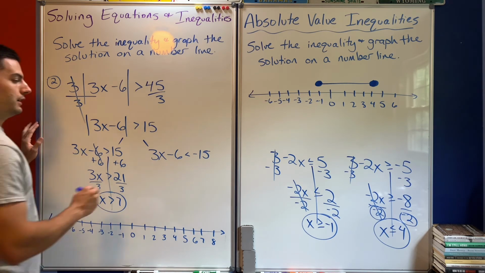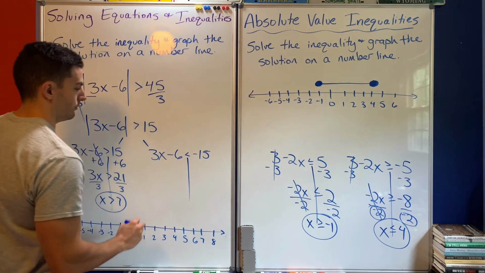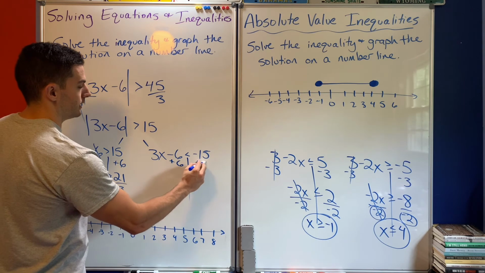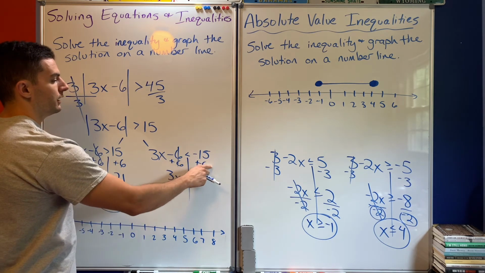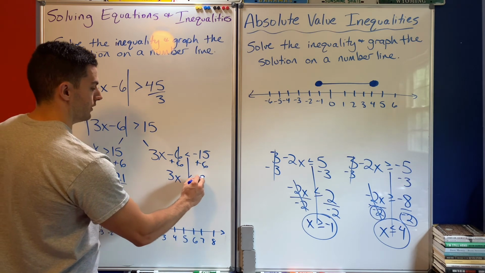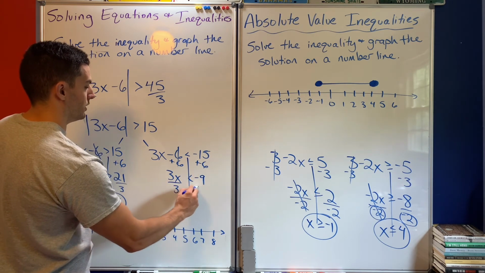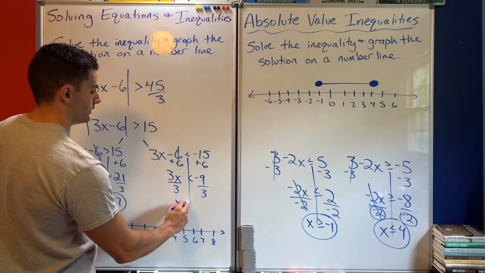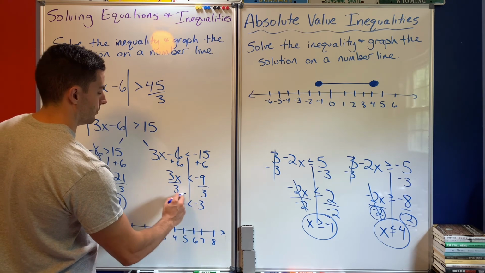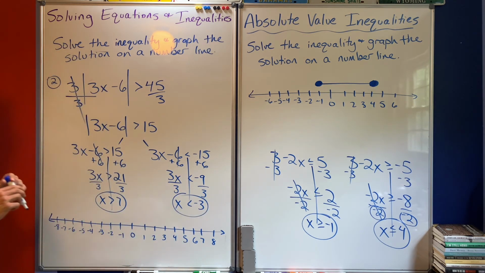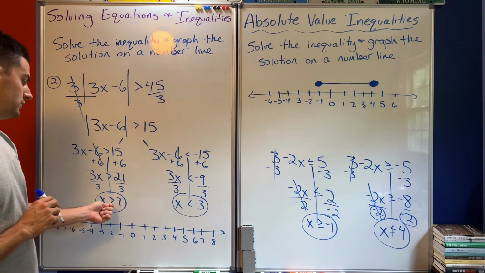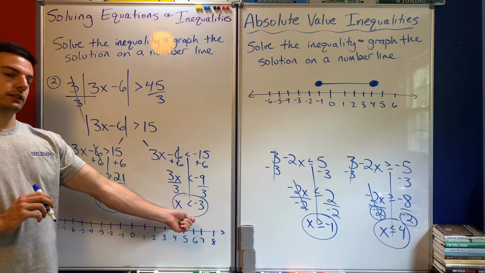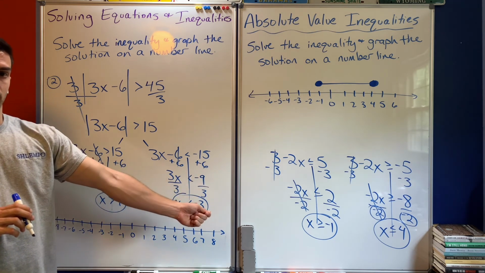Then you do this one. Same thing, you add 6 to both sides, so you get 3x is less than negative 15 plus 6, which is negative 9. Then you divide by 3, so x is less than negative 3. Now I've got my two solutions: x is greater than 7 and x is less than negative 3.